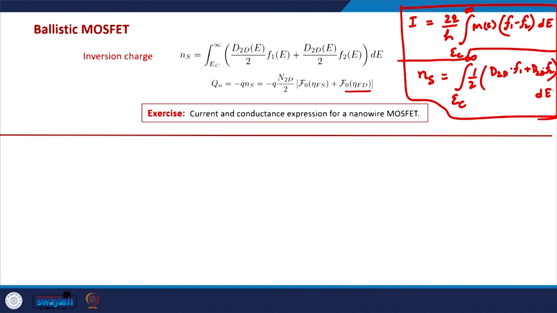So this analysis is in a way complete, but we have also seen in the beginning that the general current expression is something like this.